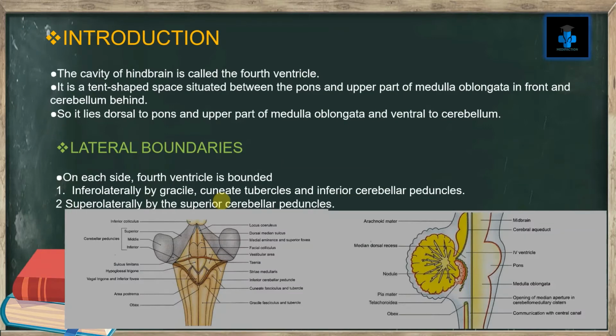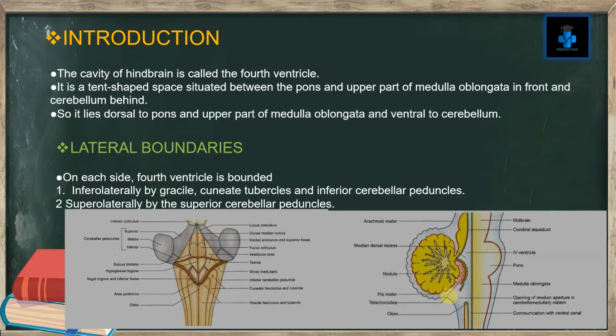The cavity of the hindbrain is called the fourth ventricle. It is a tent-shaped space, as you can see right here, and it is situated between the pons and the upper part of the medulla oblongata in front and the cerebellum behind. So it lies dorsal to the pons and upper part of the medulla oblongata and ventral to the cerebellum.